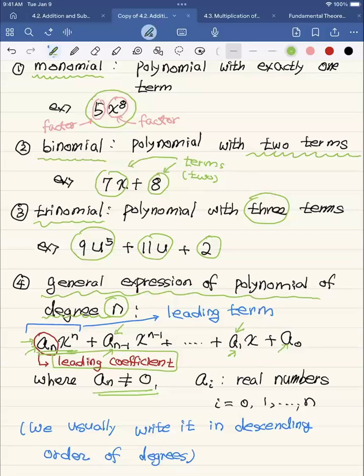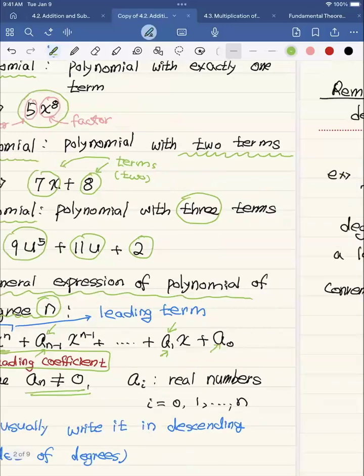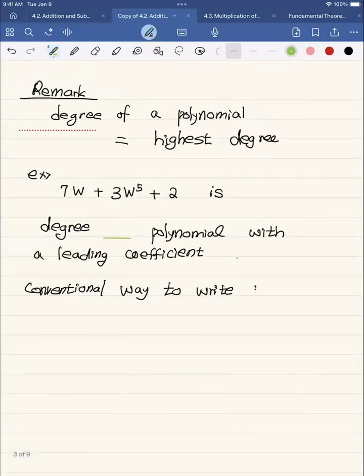This is the conventional expression of the polynomial of degree n. Remember that the standard notation of the polynomial is written in a descending order of degrees. As I said, the degree of the polynomial is the highest degree.